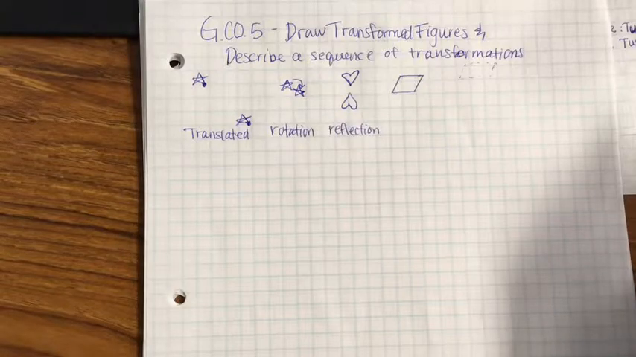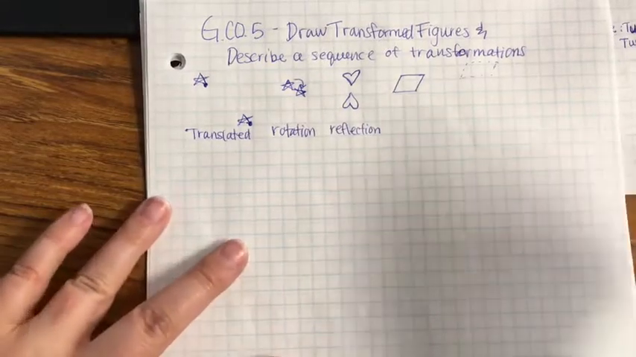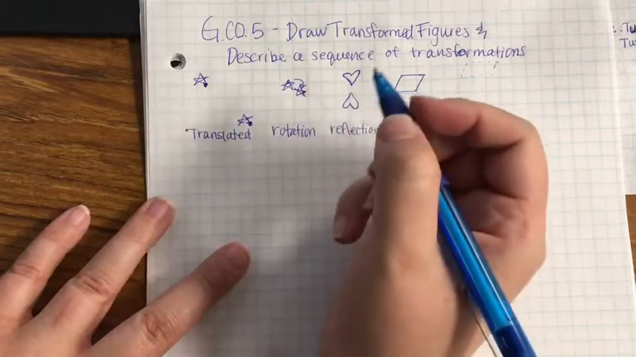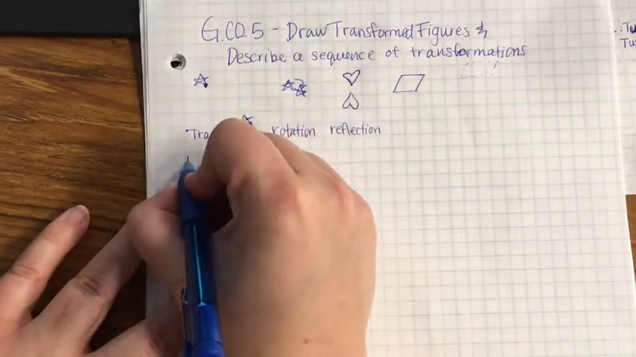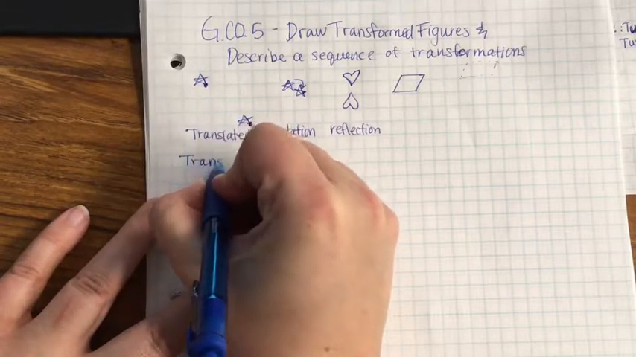Okay, and then let's just go over some basic things. Let's do some translations. You're just moving each X and each Y. So let me just put it in general terms. Translation.